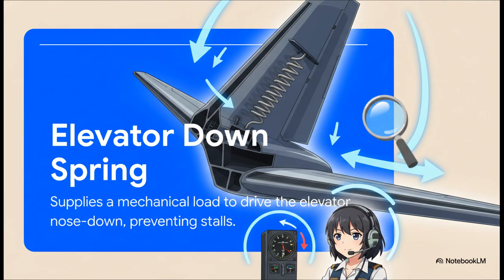To fight off those dangerous high AOA scenarios, especially in planes prone to deep stalls, engineers add a brilliantly simple safety feature, the elevator down spring. Say you're flying super slow, and your aerodynamic trim tab loses its authority? Well, this spring automatically provides a mechanical load that physically pushes the elevator down to lower the nose. It's basically a built-in automated backup to prevent stalls when aerodynamic forces just aren't enough to push the nose over.